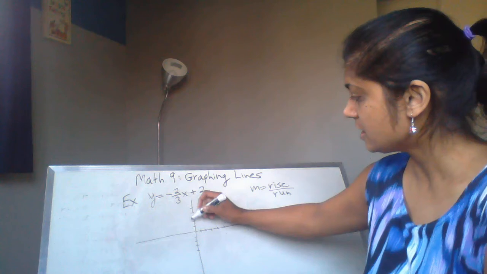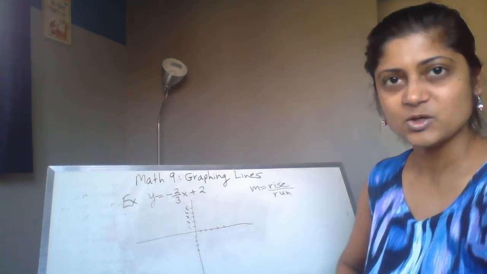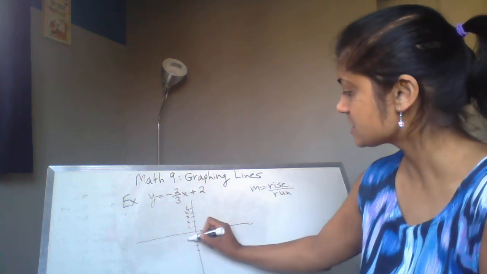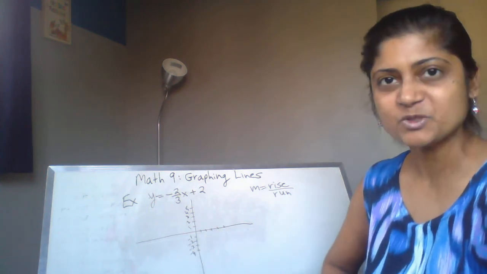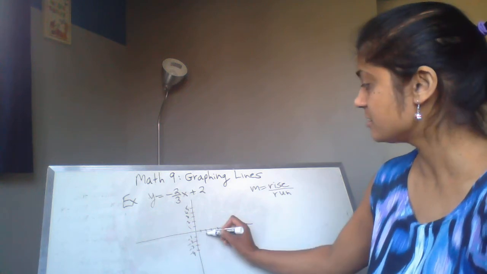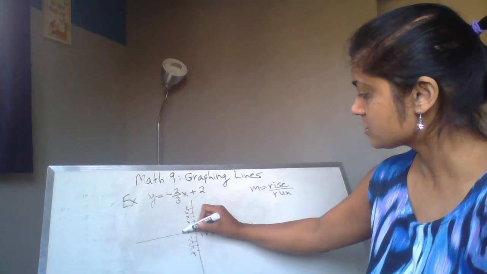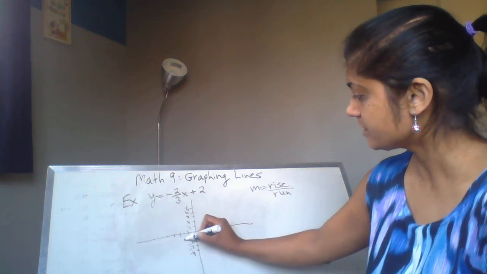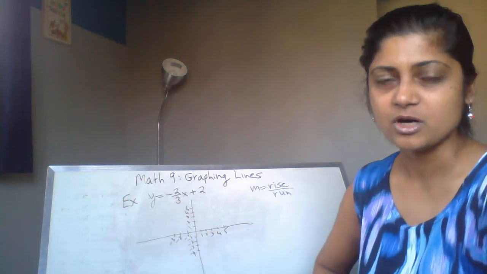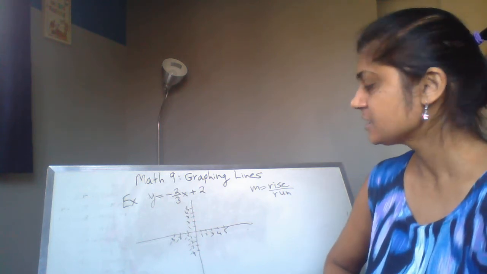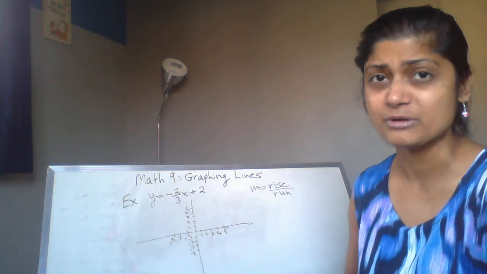Remember, when you're going up, we'll put a few numbers here. The numbers are positive. When you're going down, these numbers should be negative. When I'm going to the right, the numbers are positive. When I'm going to the left, my numbers are negative. So just like this. I don't need to show all of these numbers. It really just depends on the line that the teacher gives you to graph out.